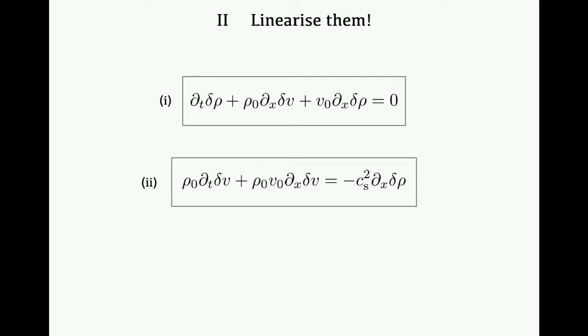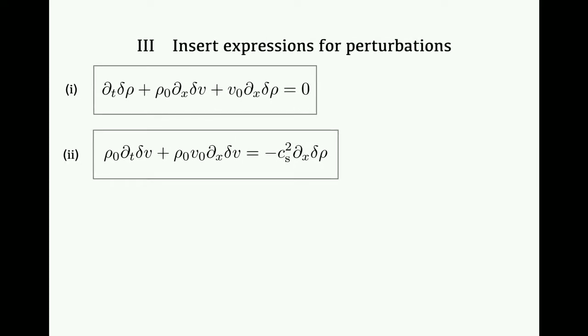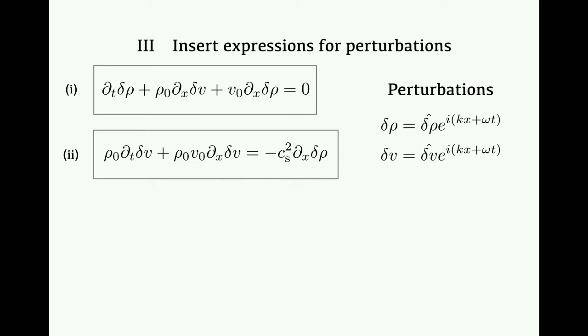This is now the point where we can think about the expressions for the perturbations that I showed already before. So the perturbations, they are just these in this waveform. If you are wondering why we use these expressions, go back to the first video, I explain it there. And then we see that if we put a gradient, or the x derivative in this case, onto these perturbations, it will just turn into ik. And if we put a time derivative on it, it will turn into i omega.